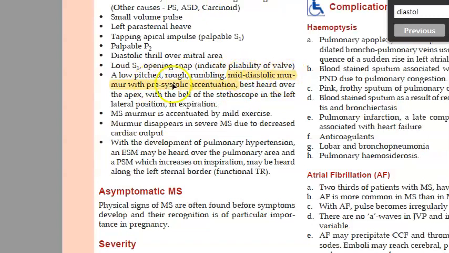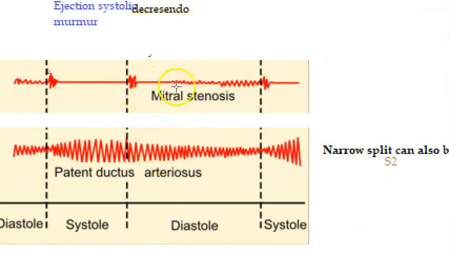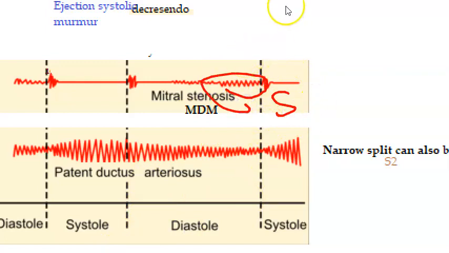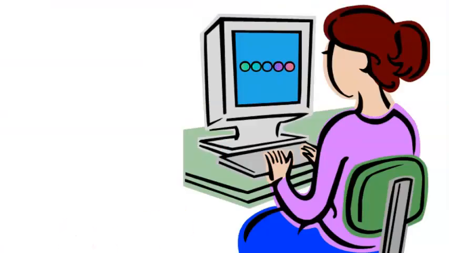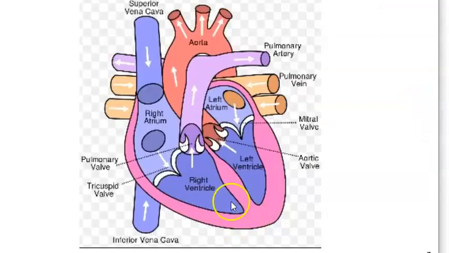Here they are saying it's a mid-diastolic murmur with pre-systolic accentuation. Let's see. So here you have a mid-diastolic murmur with pre-systolic accentuation. So where is the systole? Systole is here and it's becoming louder before the systole, is it? So pre-systolic accentuation. That is a mitral stenosis murmur. Great. So now we have finished stenosis of both the valves. Now let us go to the other thing we have to cover, which is regurgitation. We will cover mitral regurgitation and aortic valve regurgitation.